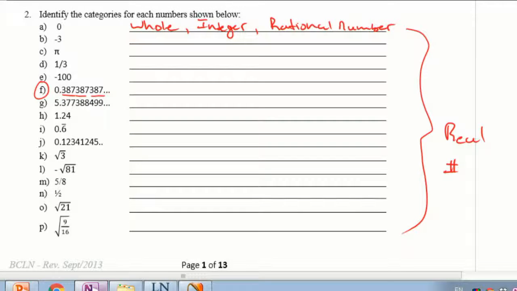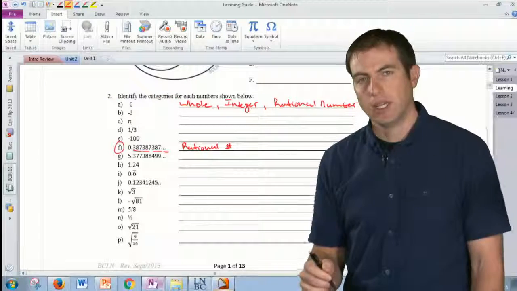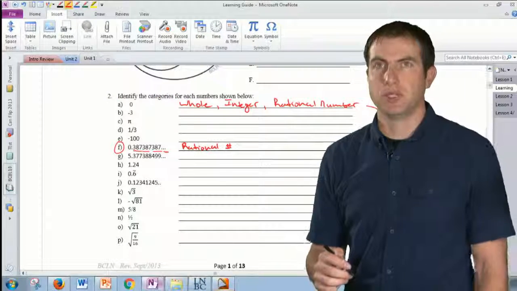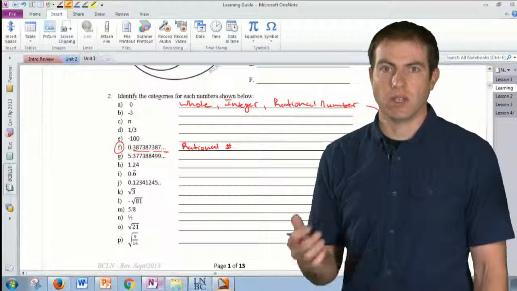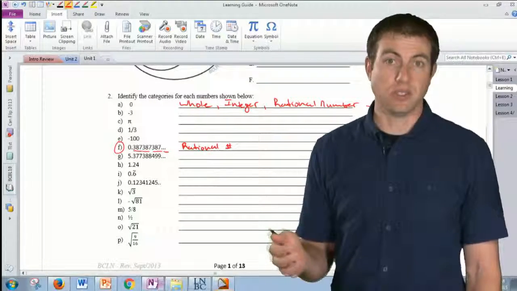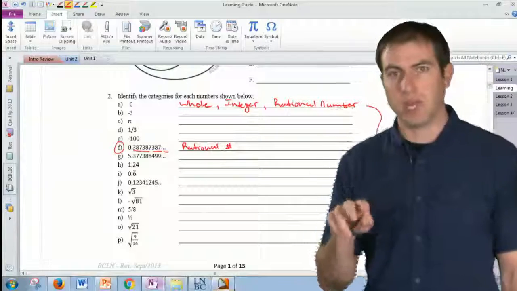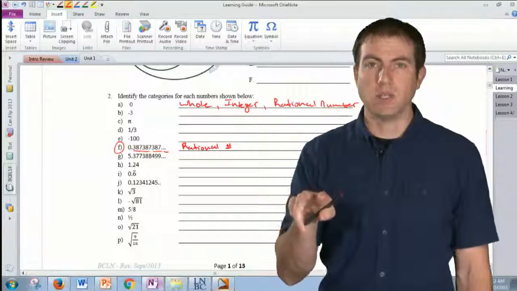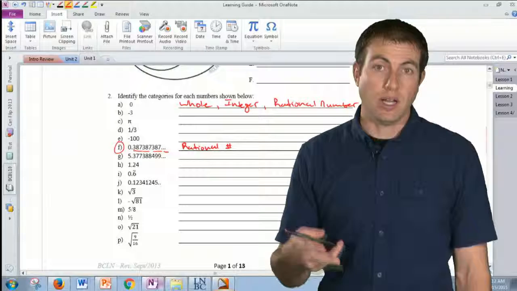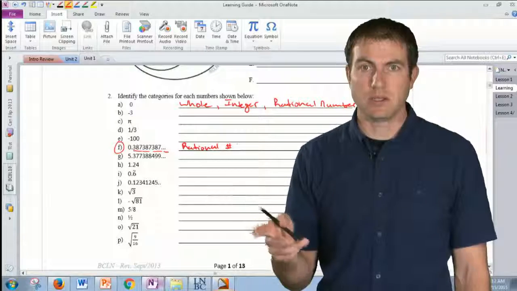This point 387, 387, 387, it just continues and continues. So it turns out that this is a rational number, even though it continues on forever. So that's a bit of a tricky one. Because it's repeating, we could write it in the form of a fraction. I'm not going to get into it because it takes a lot of time and a bunch of steps, and you don't really need to know how to do it. As long as you can recognize that there's something repeating in that decimal, that means it's going to be a rational number, as long as it repeats.